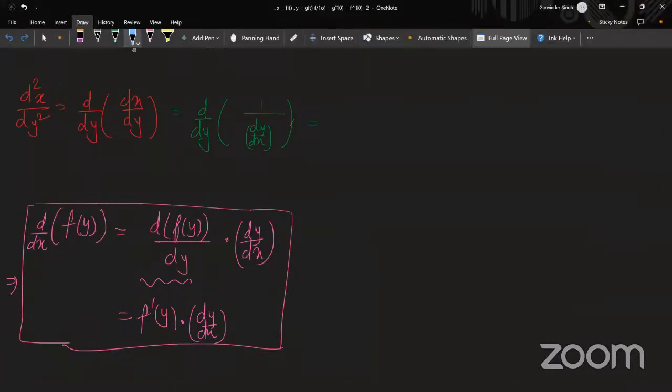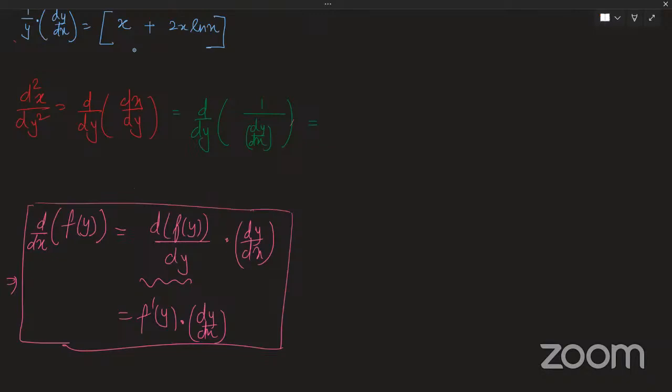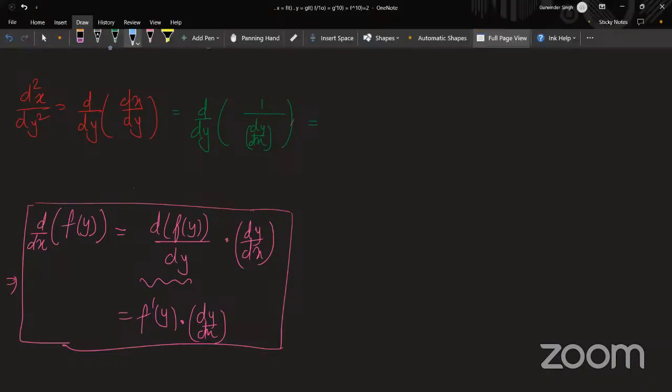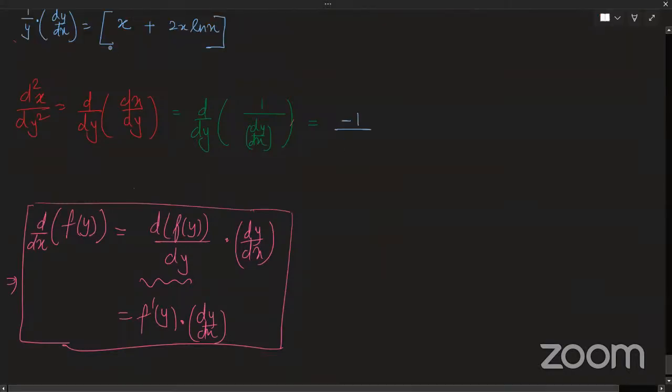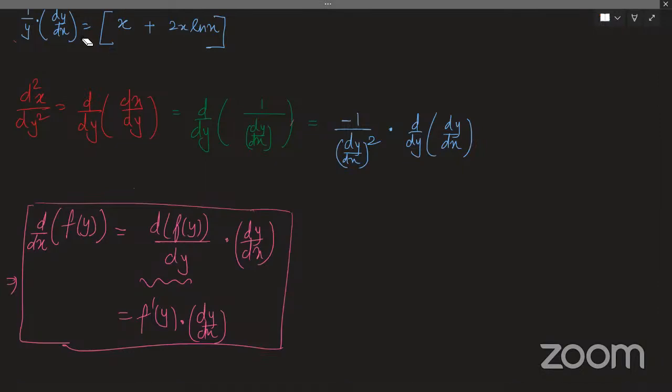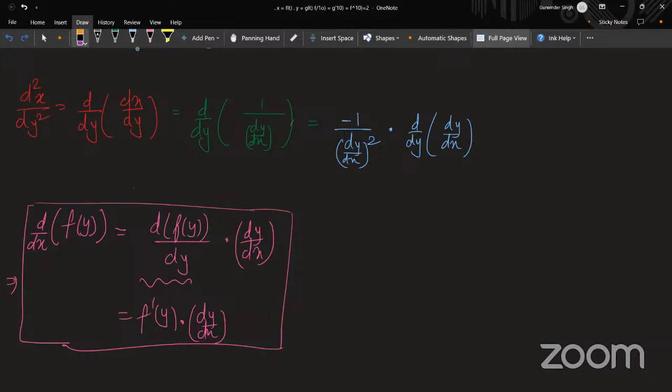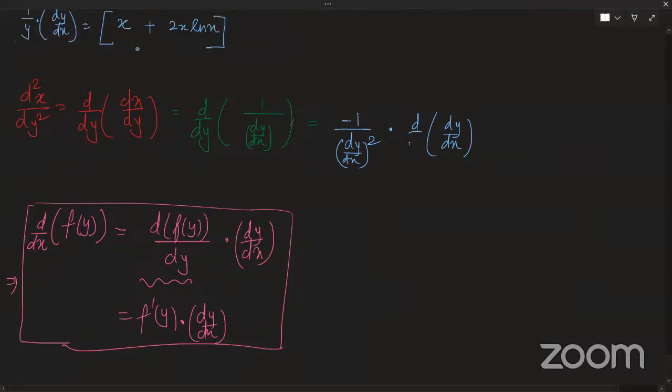How will I differentiate 1 by dy by dx? It can be written as the derivative of 1 by f of x. Derivative of 1 by f of x can be written as minus 1 by f of x whole square, right? So minus 1 by dy by dx whole square, into the derivative of dy by dx. Now again, there is an issue. It is asking me to differentiate dy by dx with respect to y. So what I'll do, I will again multiply and divide by dx. So dx into dx by dy. Right? Basic chain rule, everyone.